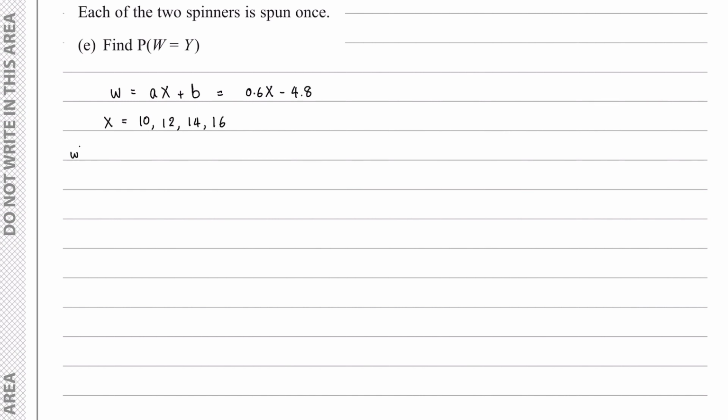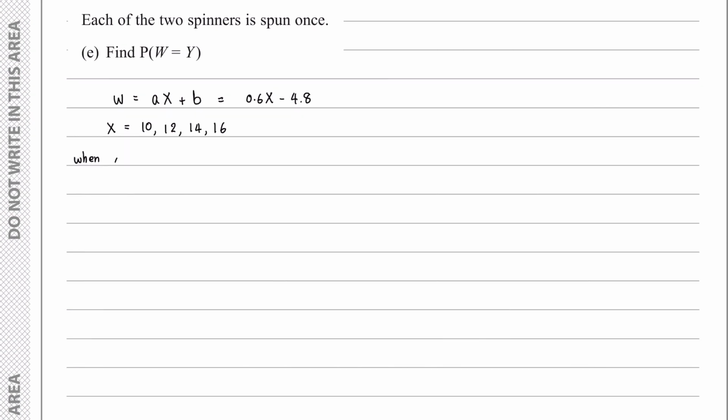We have X equals 10, 12, 14, and 16 according to the problem. So now we can see that when x is 10, W will be 0.6 times 10 minus 4.8, which is 1.2. And when x is 12, we do the same process, so W will be 2.4. When x is 14, W is 3.6. And when x is 16, W is 4.8.